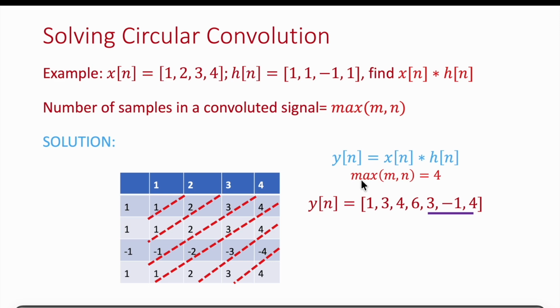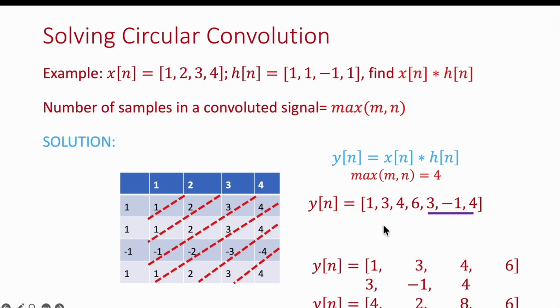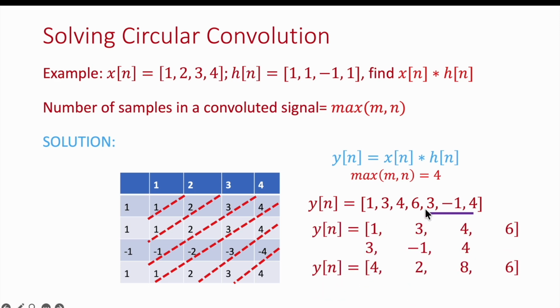So you can see the number of samples in a convolved signal should be 4, but here you have a total of 7 samples. So it means that you have to wrap around these 3 samples here. If you wrap around these 3 samples, this 3 1 will be here, 3 minus 1 will be here, and then 4 1 will be here.